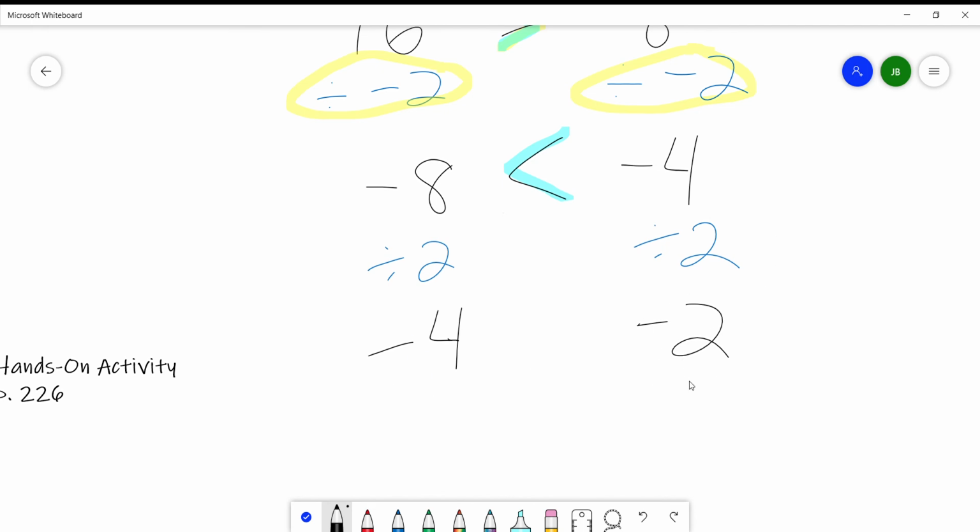Which one is greater? -2 is greater than -4. So -2 is greater than -4. The sign does not change. We divide or multiply by a positive, it does not change the sign. That's basically the gist of it.